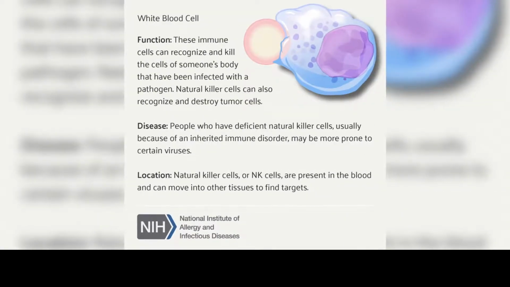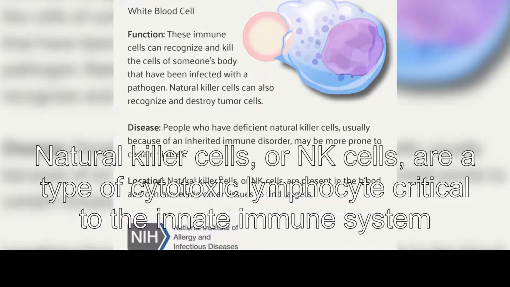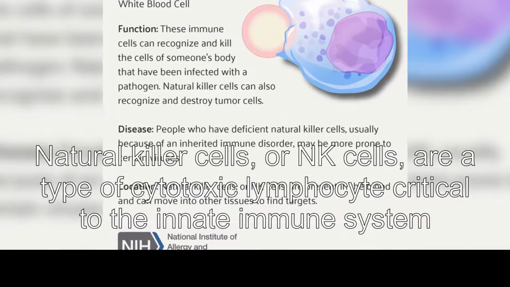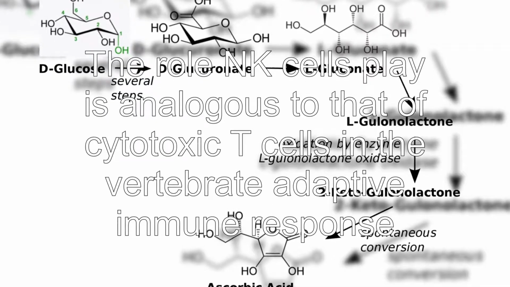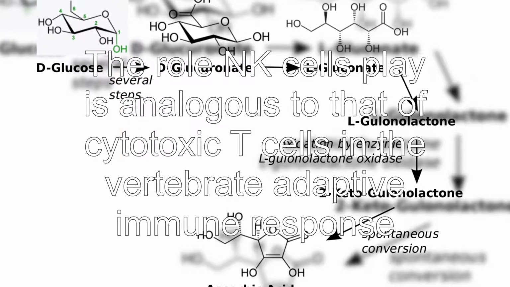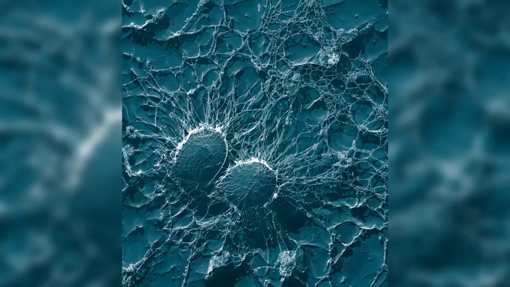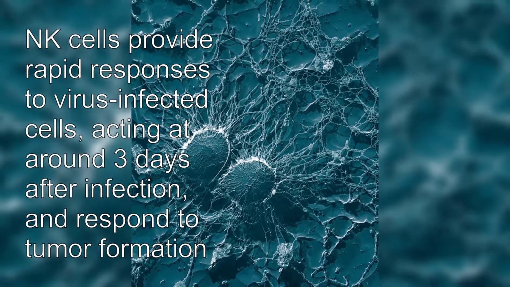Natural killer cells, or NK cells, are a type of cytotoxic lymphocyte critical to the innate immune system. The role NK cells play is analogous to that of cytotoxic T cells in the vertebrate adaptive immune response. NK cells provide rapid responses to virus-infected cells, acting at around 3 days after infection, and respond to tumor formation.